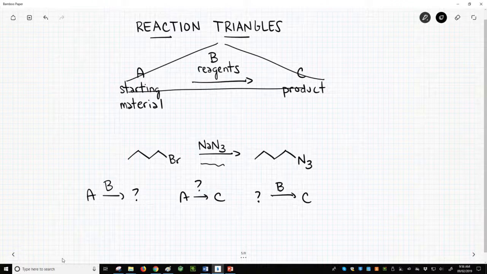Reaction triangles are a simple yet effective way to focus upon what you know and do not know in a reaction. The unknown part that completes the triangle must fit with the other two parts.